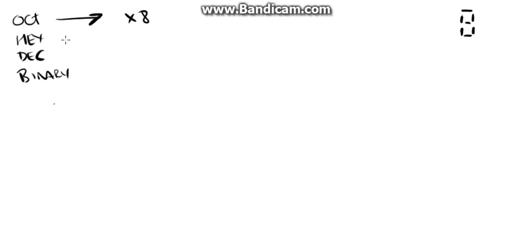Right, let's get going. So we've got octal, hexadecimal, decimal and binary. Octal is to the power of 8, hex is to the power of 16, decimal is to the power of 10, and binary to the power of 2. What does all this mean? Well, we'll use decimal because it's the quickest and easiest to explain.